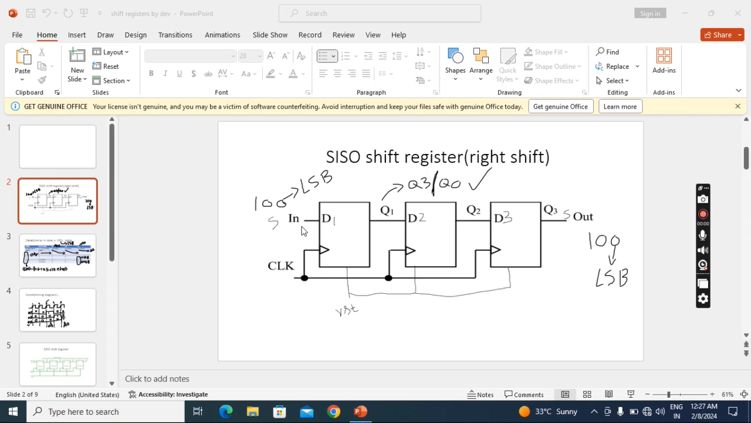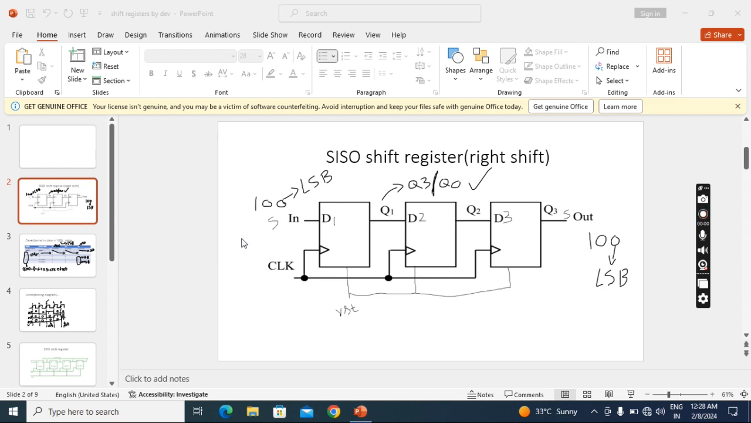So in this diagram, I am applying my serial input at the left side. So it will become a right shift, serial in, serial out shift register. It is also called a synchronizer. Okay, so this register can be with any number of bits. It can be a 2-bit register, 3-bit register, 4-bit, and so on.